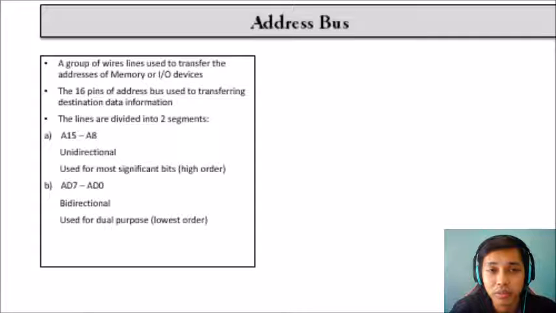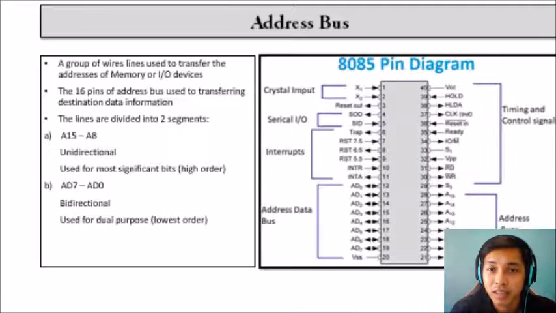Address bus is a group of wire lines used to transfer the addresses of memory or input or output devices. The 16 pins of the address bus are used for transferring the destination data information. The lines are divided into two segments, which are first A15 to A8 and the second AD7 to AD0. And this is the address bus 8085 pin diagram. We can see that this is the address data bus that indicates the two segments.